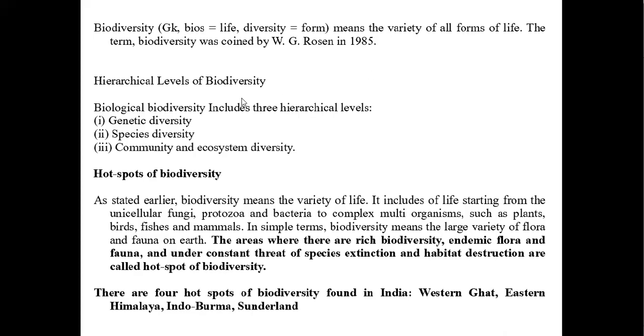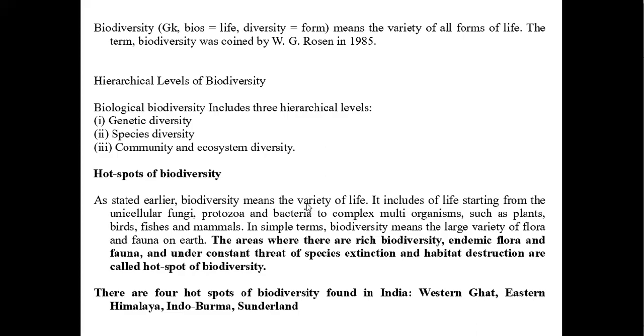There are three hierarchical levels of biodiversity. These are genetic diversity, species diversity and community diversity. What is genetic diversity? Diversity due to genes. As one human being looks different from another human being is known as genetic diversity. And what is species diversity? The diversity from one species to another species, as the dog is looking completely different from cat. So this diversity is known as species diversity. And what is ecosystem diversity? As one pond ecosystem is completely different from a forest ecosystem, so it is coming under ecosystem diversity.